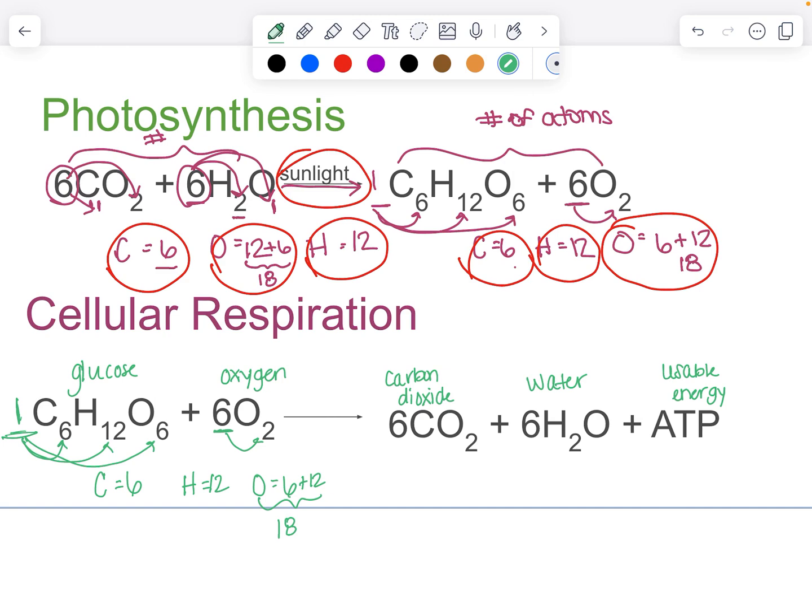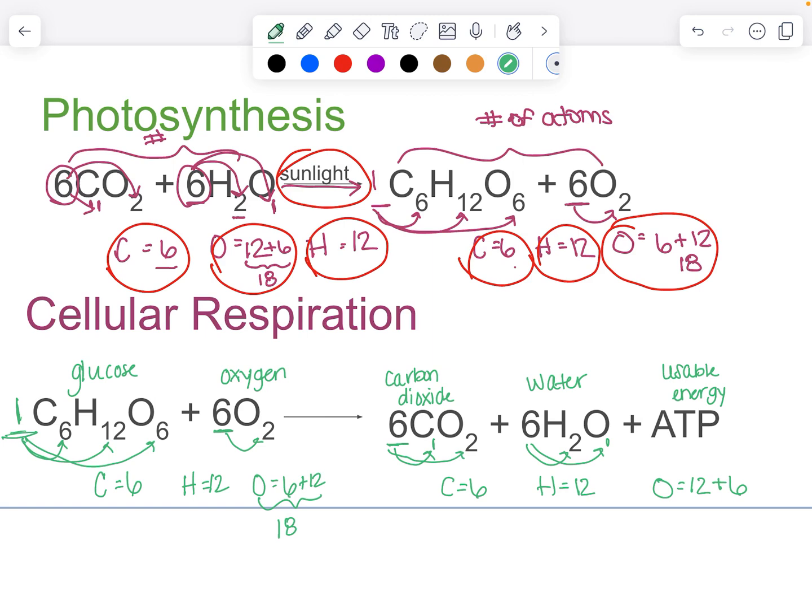And let's see what happens after the chemical change happens inside of the mitochondria, and the molecules now are rearranged and the atoms are now bonded with new things. So 6, and since there's not a number here, it's an understood 1. Let's get our different atoms that we have here. 6 times 1 is 6 for carbon. 6 times 2 is 12 for oxygen. 6 times 2 for hydrogen is 12. Remember, there's an implied 1 there. 6 times 1 for oxygen is plus 6.